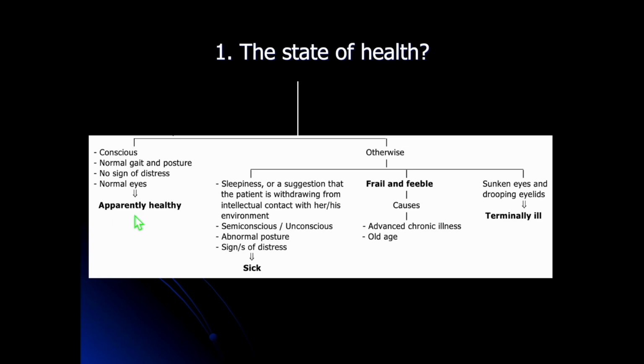A patient who is conscious, with normal gait and posture, without any sign of distress is considered apparently healthy. A patient who appears sleepy, withdrawing from intellectual contact with the environment, or is unconscious, or has an abnormal posture, or is in distress is said to be sick. Patient with any advanced chronic illness or physiological aging may appear frail and feeble. A patient with sunken eyes and drooping eyelids is said to be terminally ill.